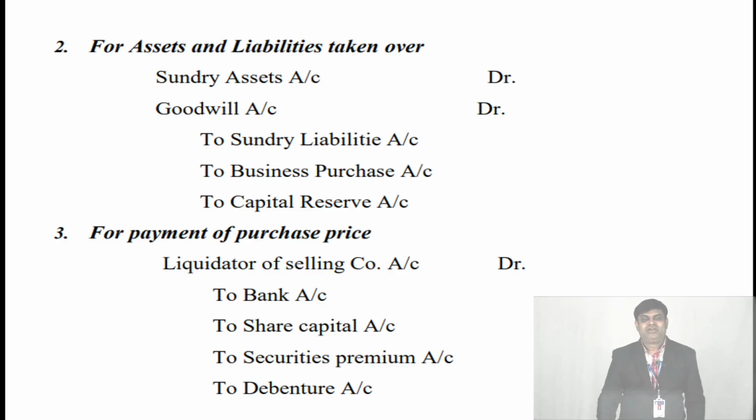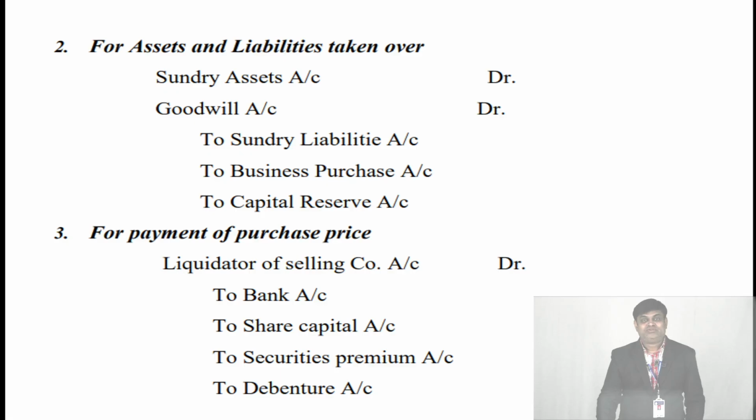That is why in the given entry you will find the first ledger, the sundry asset account, is debited. If asset purchased is less and the purchase consideration paid is more, the difference is goodwill for the purchasing company, paid to the vendor company. That is why in the second entry the goodwill account is debited. Assets come into the business of the purchasing company, sundry assets are debited, goodwill is paid, being the difference between the purchase consideration and the net worth of assets purchased.